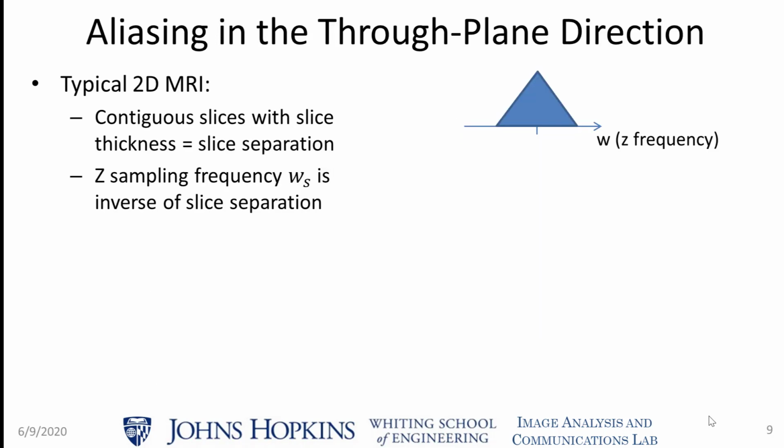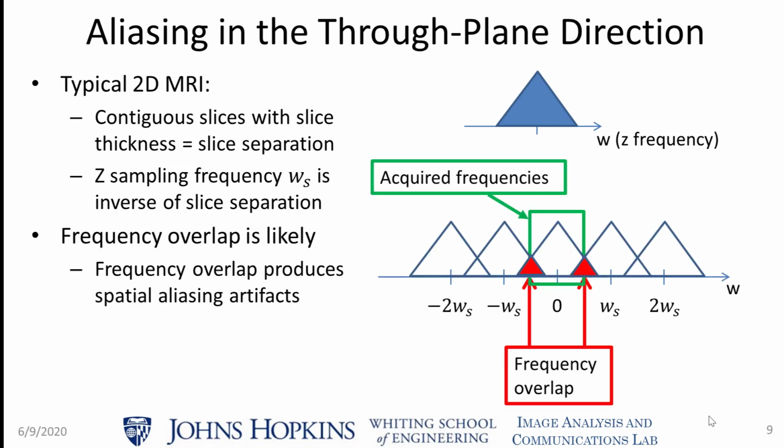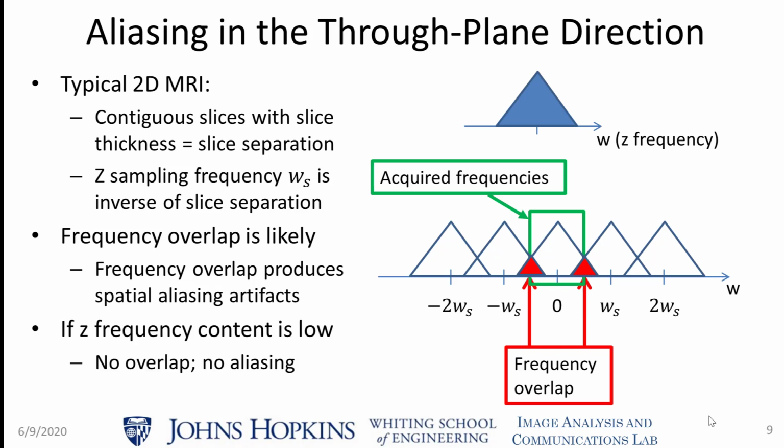Now, to aliasing. In 2D MRI, it's almost ubiquitous to use contiguous slices where the slice thickness is equal to the slice separation. In this case, the sampling frequency in the z direction is the inverse of the slice separation. And this inevitably leads to frequency overlap, as is illustrated here. So when there's frequency overlap, obviously the higher frequencies in the acquired frequency box, which is shown in green, are corrupted. And when inverse transformed, these produce spatial aliasing artifacts.